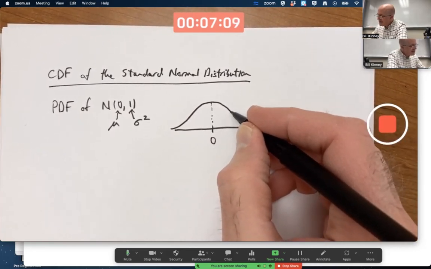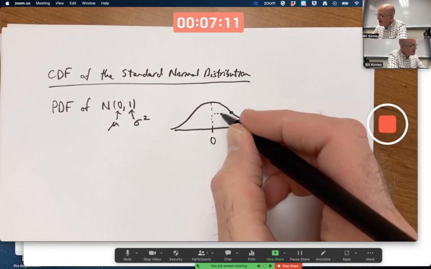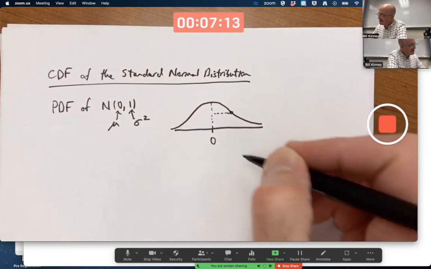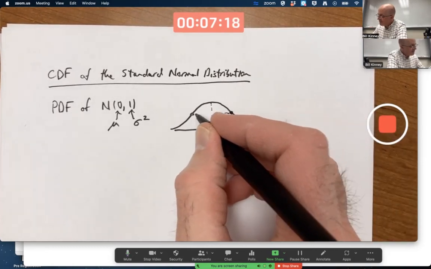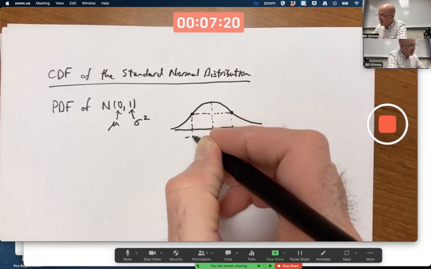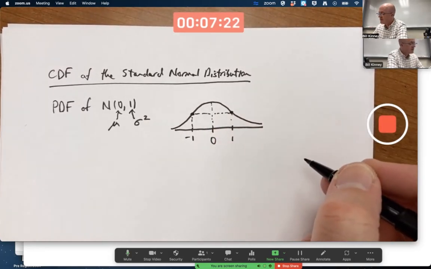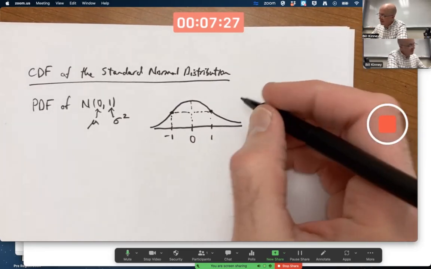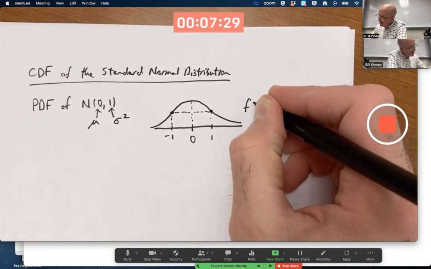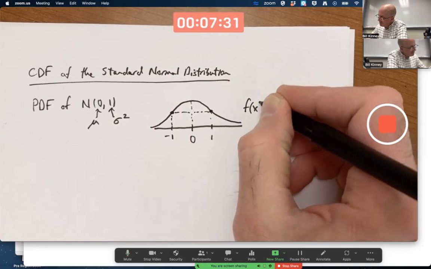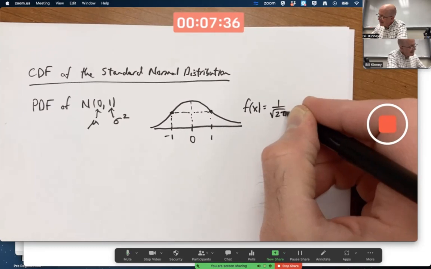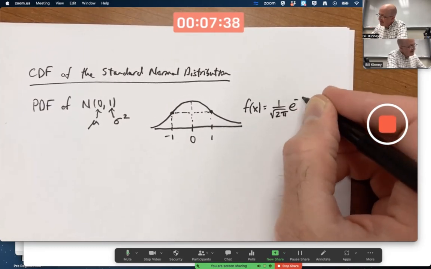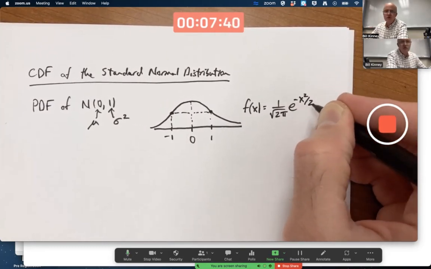The standard deviation does happen to measure the horizontal distance between the vertical line of symmetry and the inflection points on either side. So -1 and 1 are inflection points for the standard normal distribution. And what is the formula for this PDF, this probability density function? Its formula is 1 over square root of 2 pi, times e to the negative x squared over 2 power.